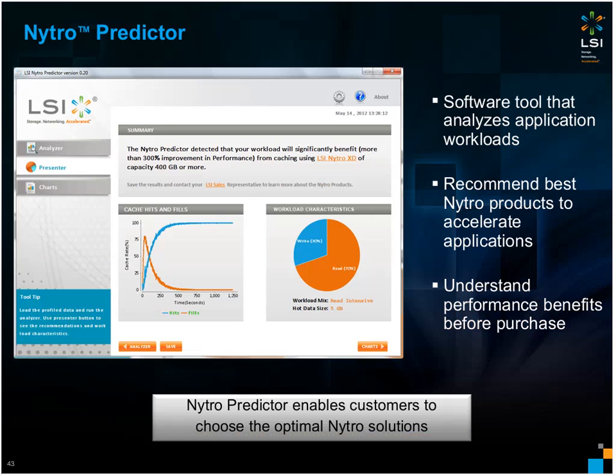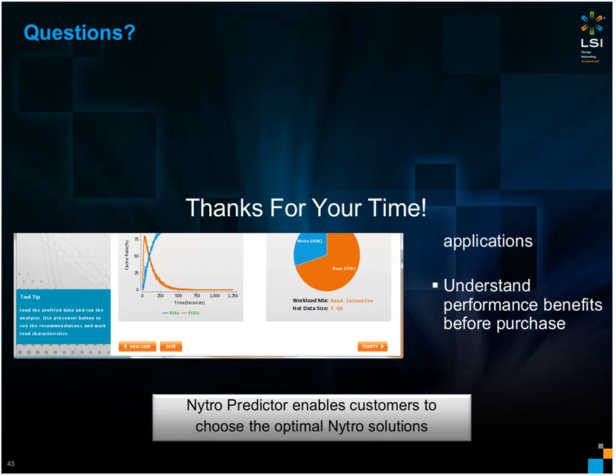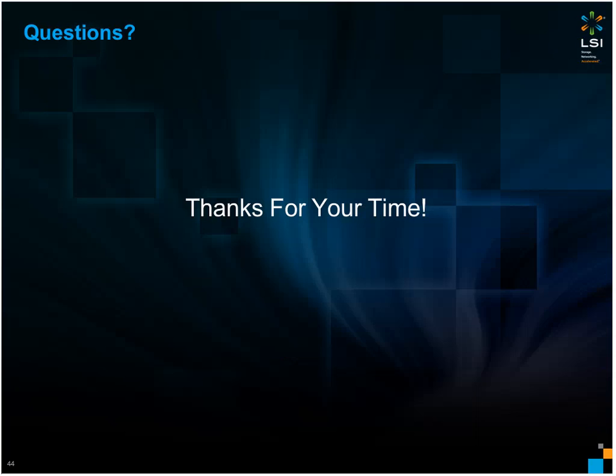Nytro Predictor. Anyone on the phone who hasn't used Nytro Predictor, get a hold of your sales rep, ask them for Nytro Predictor. It's a free download. It's available to analyze and assess workload environments without hardware. You don't need any LSI hardware in it to assess and analyze and recommend the type of Nytro products that would fit in the environment. This is a free download. It's a big, big deal. We're going to have a follow-up webinar on Nytro Predictor as well.